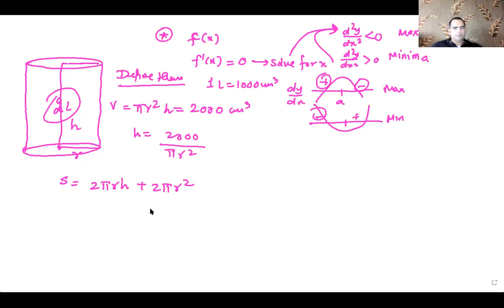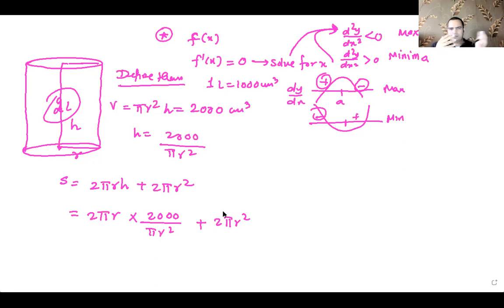So 2 pi r h plus 2 pi r square is going to be 2 pi r times the height, which is nothing but 2000 over pi r square, plus 2 pi r square. So now you can see that I got the surface area of this cylinder in terms of the radius only.